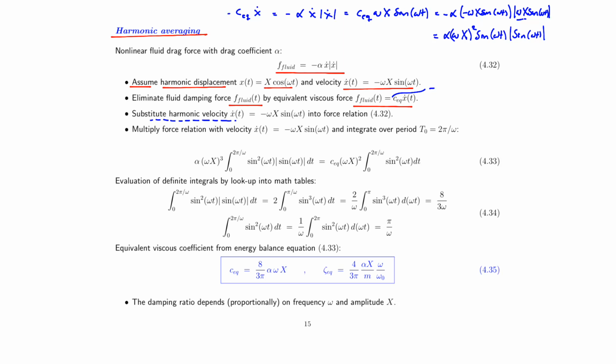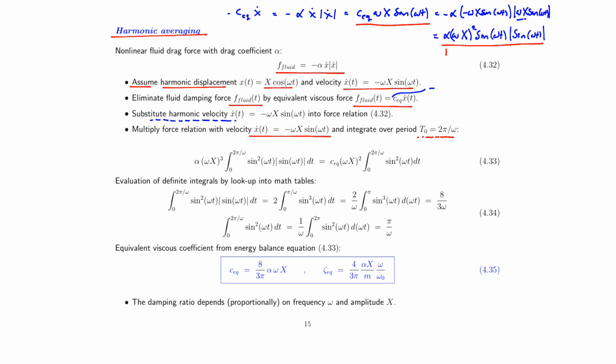Suddenly we have a relation that involves an equivalent viscous parameter on the left hand side and a right hand side that depends on our fluid damper parameter, that is alpha. We would like to get rid of the temporal dependence, meaning the sine functions. So we will do that in terms of dissipation of energy, and that means we multiply both sides with velocity and then we integrate over a period.